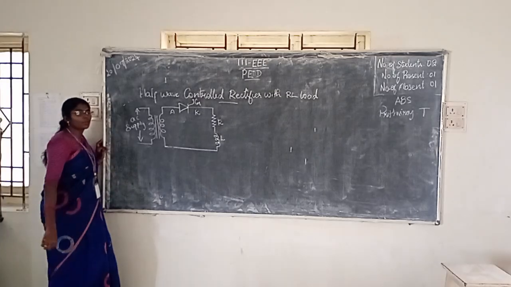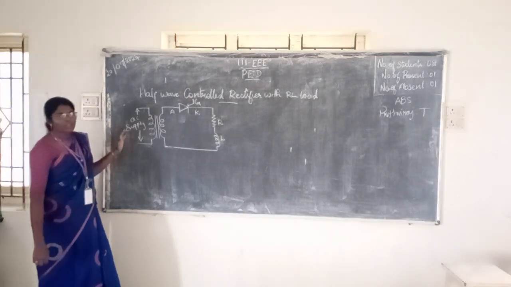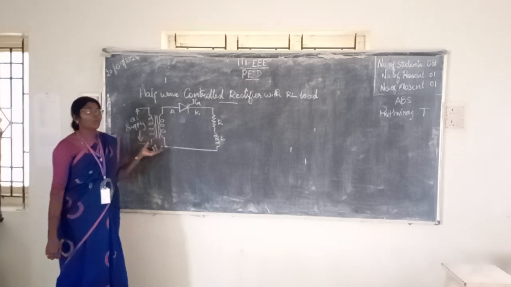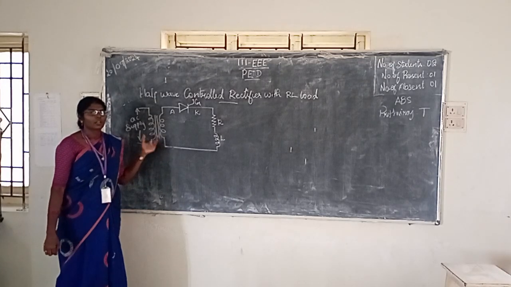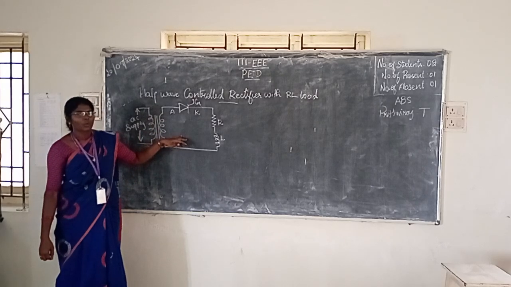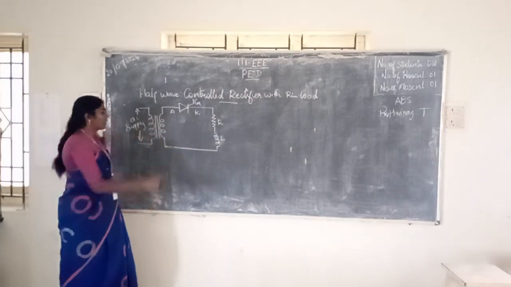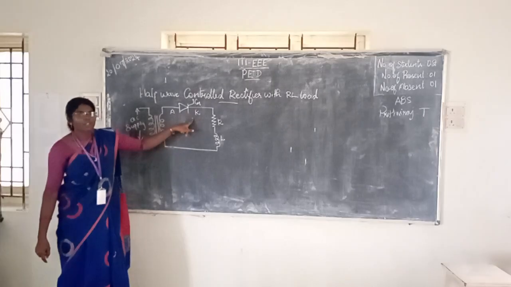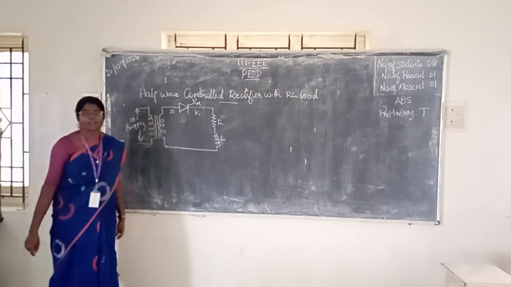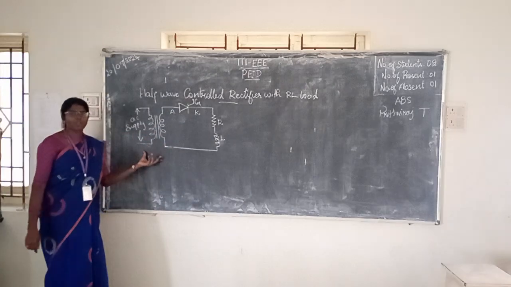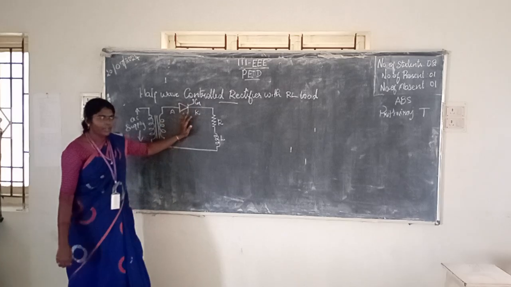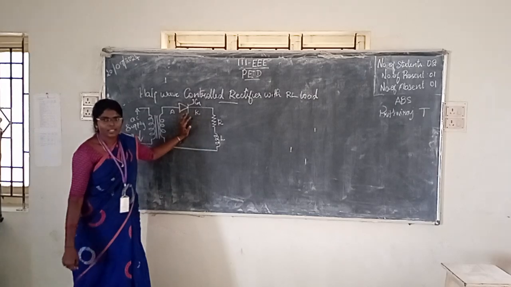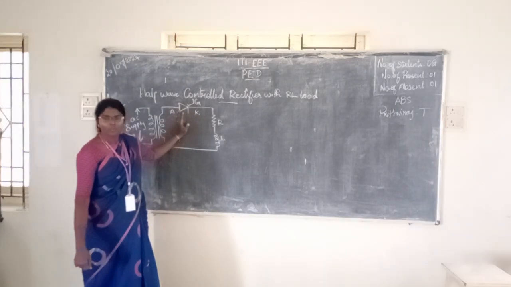What will be the working principle? Whatever AC supply I am giving, the transformer will give the voltage. The voltage should not be greater than, as I told you yesterday, an important point: whatever input voltage I am giving, it should not be greater than the forward or reverse blocking rating of the thyristor. It should withstand that current and voltage.